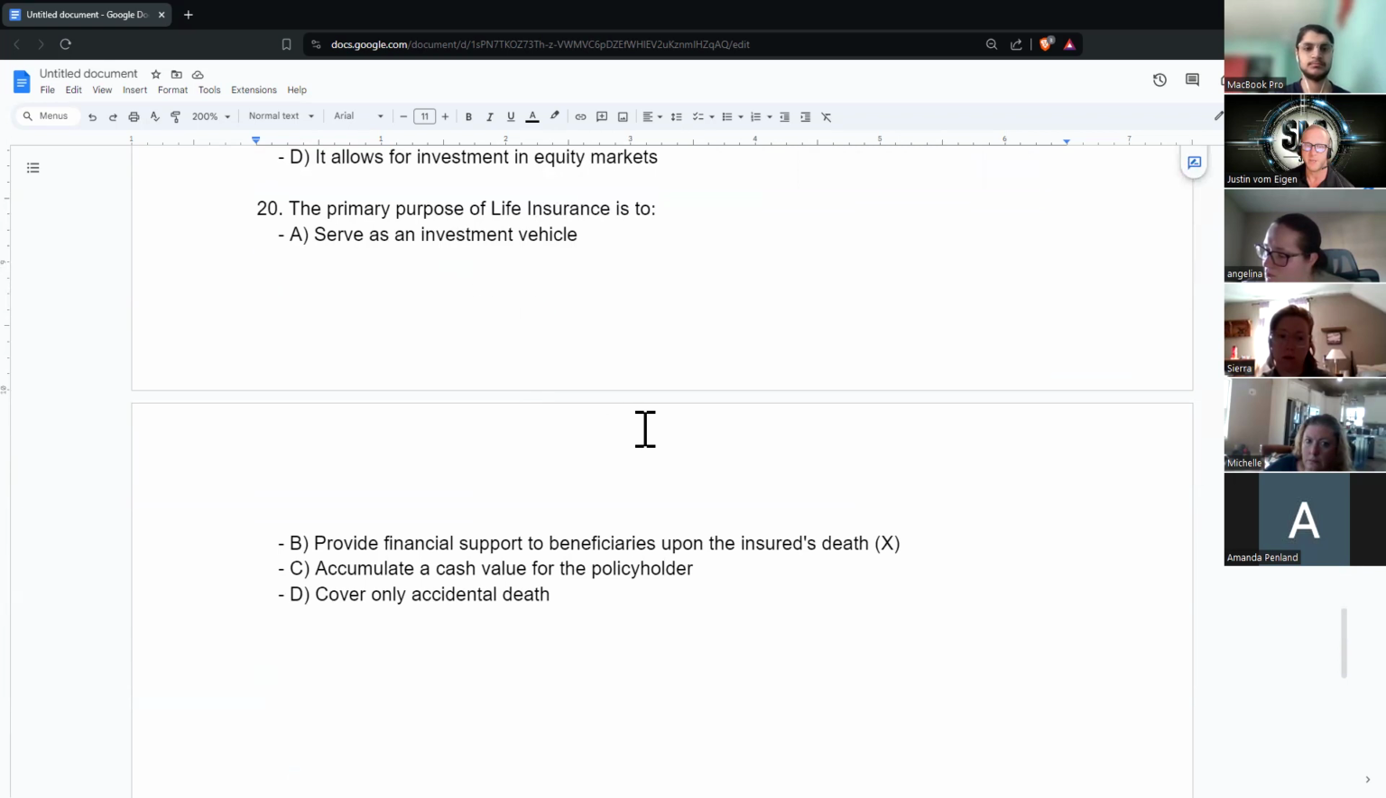And the primary purpose of life insurance is to serve as an investment vehicle. They're right there. Right. So that's a no. It's not an investment. Provide financial support to beneficiaries upon the insured's death. Accumulate cash value for the policyholder. Cover only accidental death. So it's provide financial support to beneficiaries upon the insured's death.